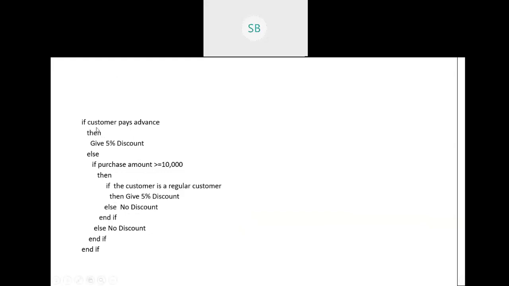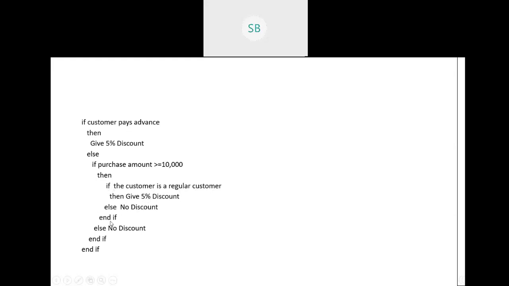Okay, so if the customer pays advance, then directly give a 5% discount. If not, then we need to check for condition 2. What was the condition? If purchase amount is greater than or equal to 10,000. If this condition is true, then we need to check one more condition: if the customer is a regular customer. If it is a regular customer, then give him a 5% discount. Else, no discount.